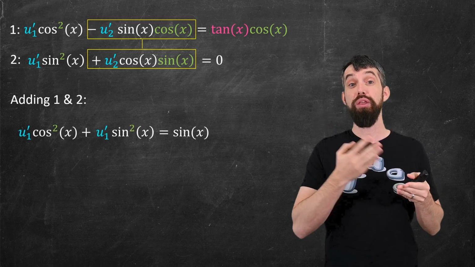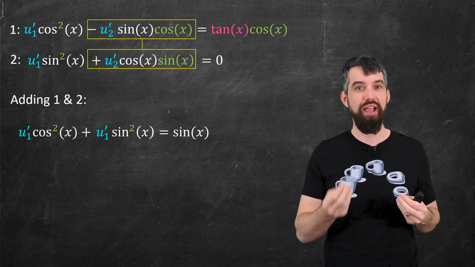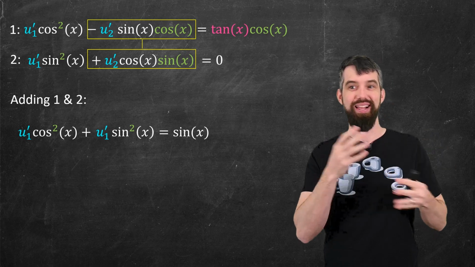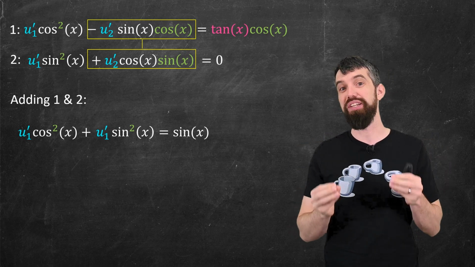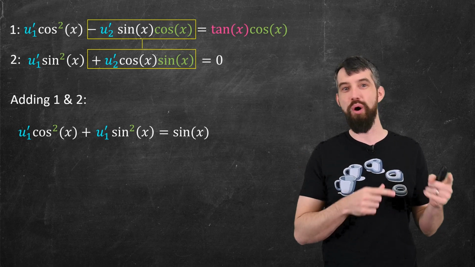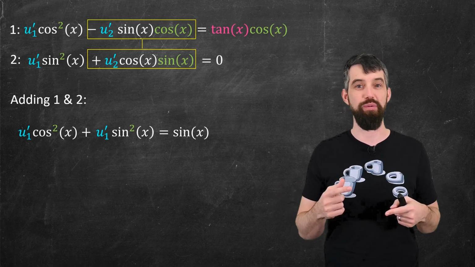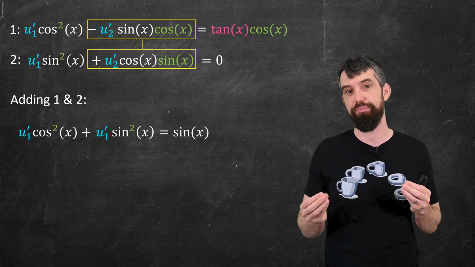And all I'm left with is u1 prime times cos squared plus u1 prime times sine squared is equal to, well, the right-hand side, tangent times cos. That simplifies just to be sine of x. By the way, I'm going to make a domain restriction that I'm only looking for x values between 0 and pi to sort of get rid of some of these domain problems that could occur.